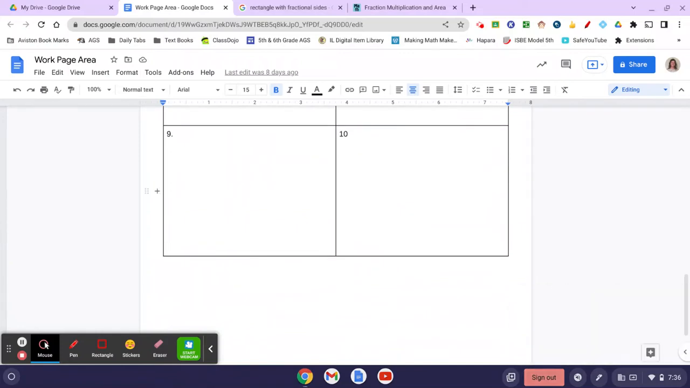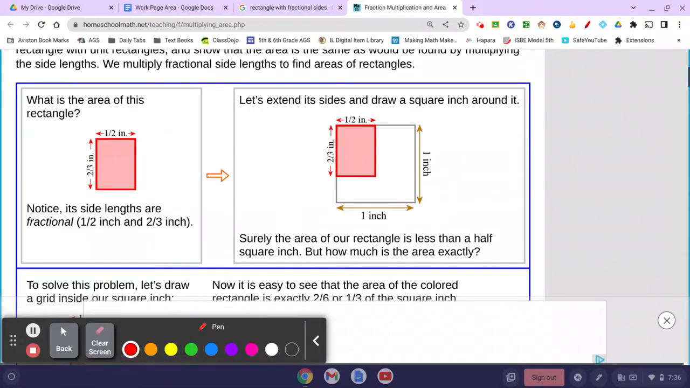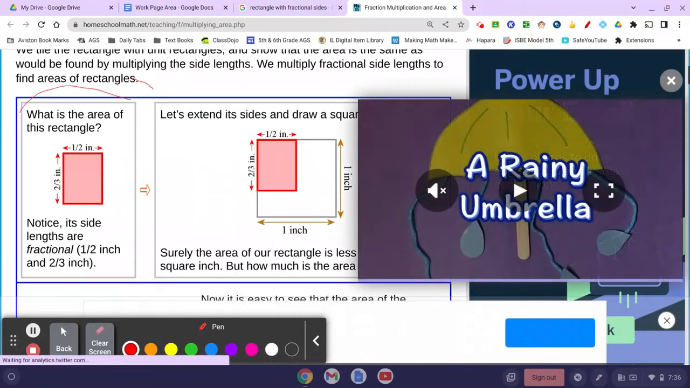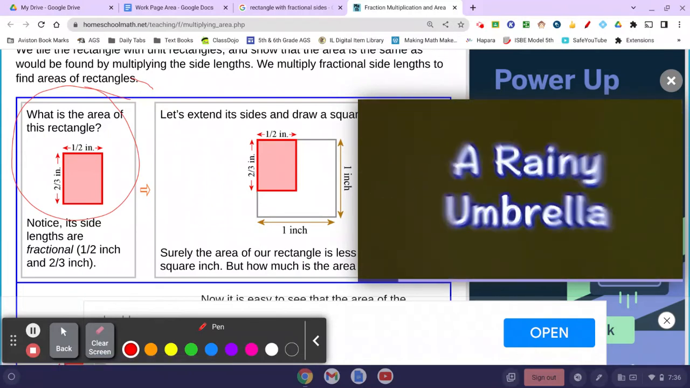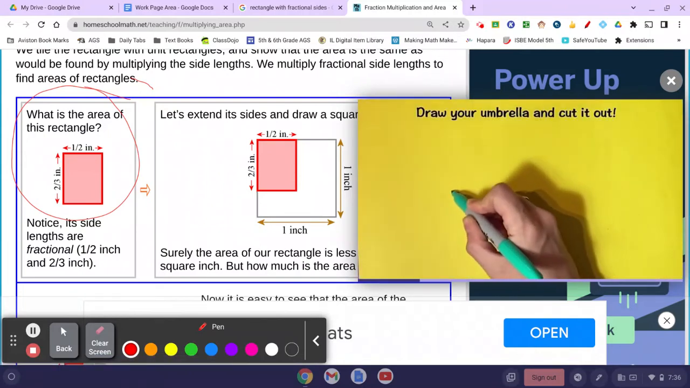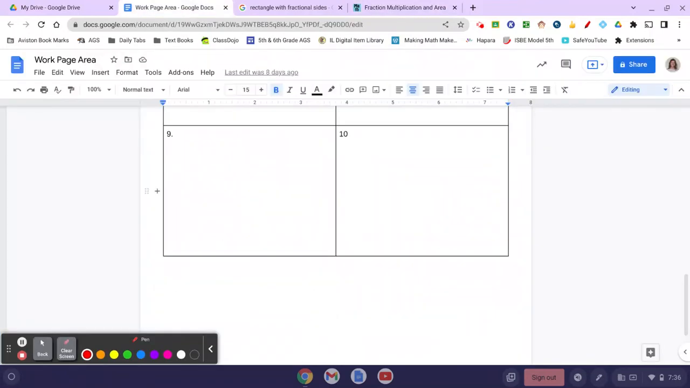We are going to do our first example in box 10. So I found one online. Let's look at this problem right here. Okay, it says, what is the area of this rectangle? It says area of a rectangle. So I'm going to go back to the work page.